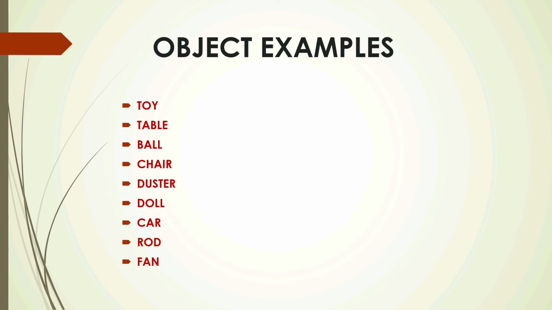So now we are going to look into the examples of the object. When I say example, you can easily assume what they may be. The examples of the objects are toy, table, ball, chair, duster, doll, car, rod, fan, etc. Even you can assume other examples which are non-living things.